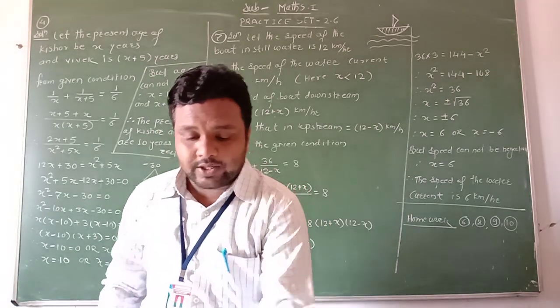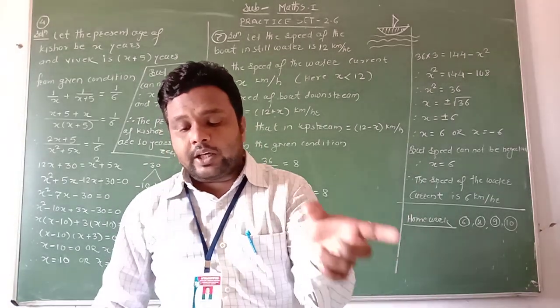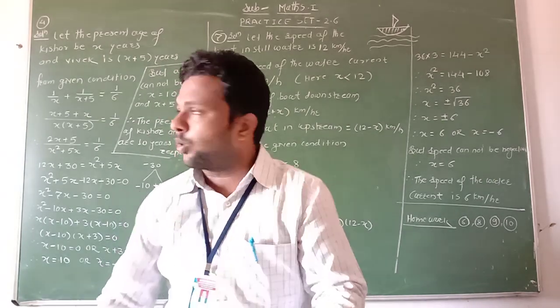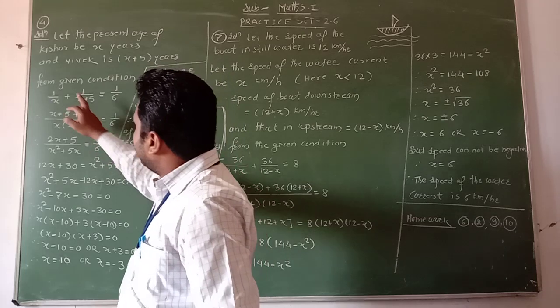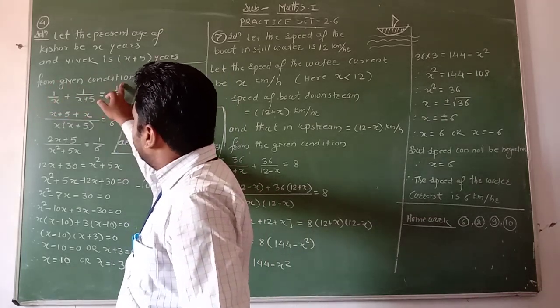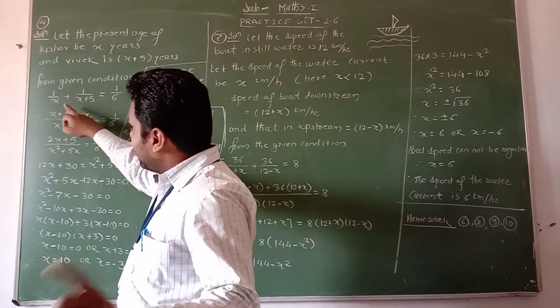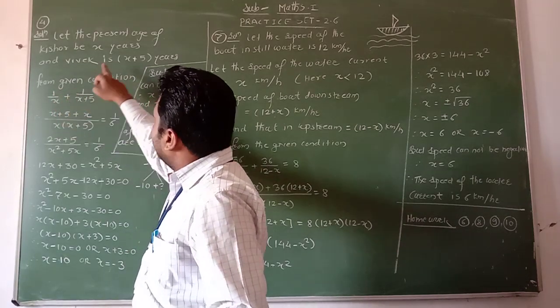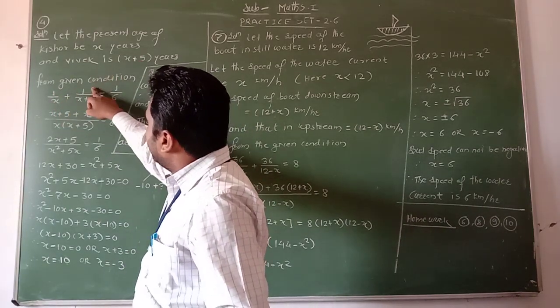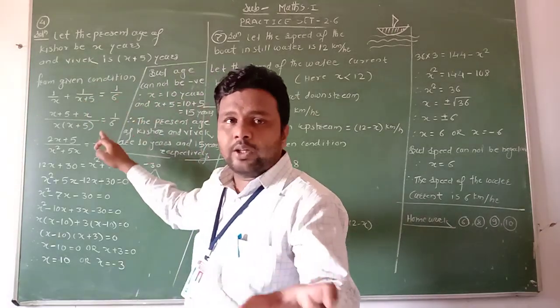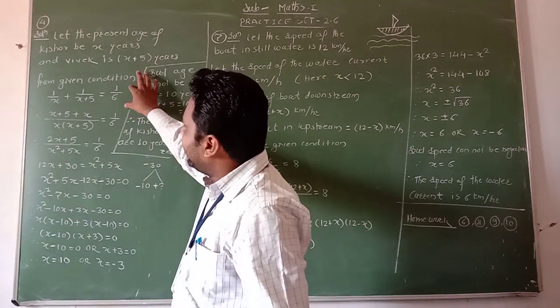The sum, this means addition, of the multiplicative inverse of their ages. Multiplicative inverse means their reciprocal. Therefore, from the given condition, I write: what is the reciprocal of x? That is 1 upon x. Sum means we have to do addition. Reciprocal of the age of Vivek, that is 1 upon x plus 5, is equal to 1 upon 6. According to this condition, we put the equation.